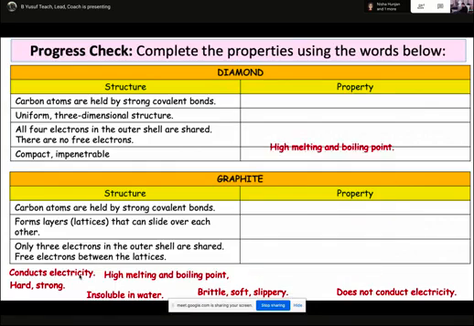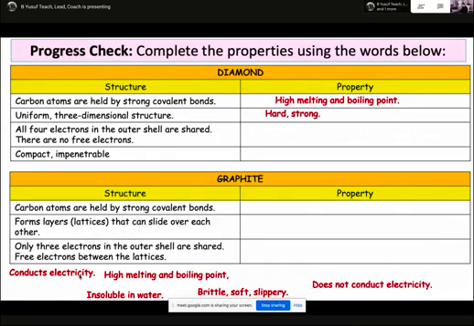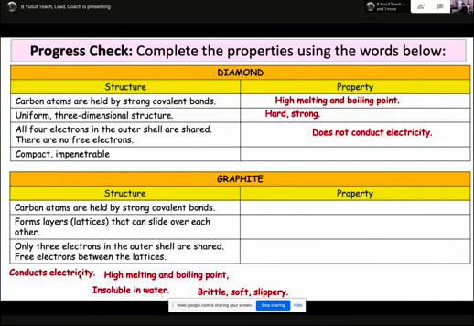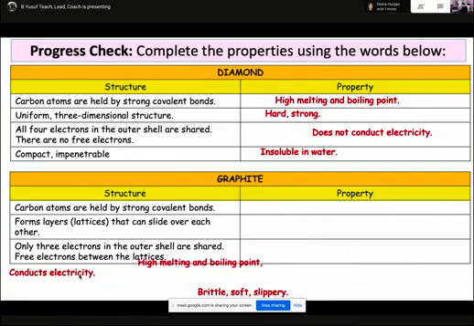So the first one, strong covalent bonds basically mean high melting and boiling point because you need a lot of heat energy to break those intramolecular bonds. Okay, so uniform 3D structure, it's hard and strong. You may not actually get that so easily, but some of the other properties will be easy to work out, and you could come back to the one that's not filled in and look at it that way. We said that there are no free electrons, so it does not conduct electricity. And if it's compact and impenetrable, it doesn't dissolve in water, which is the same as insoluble in water.